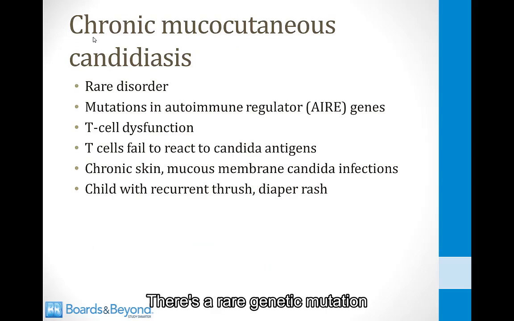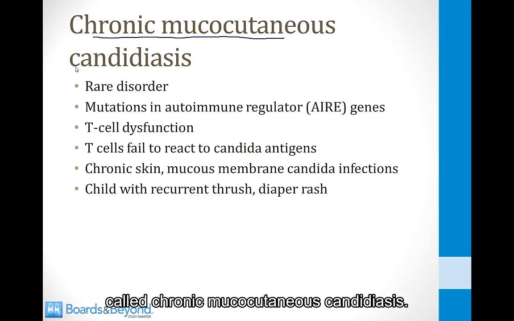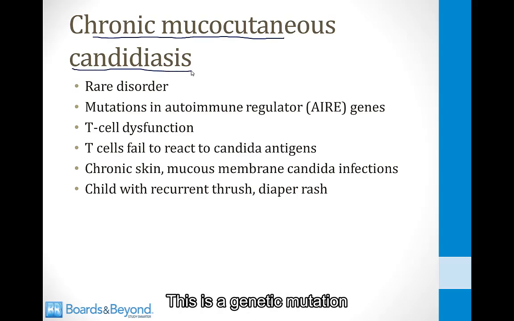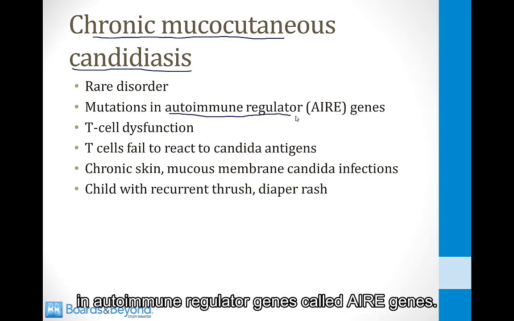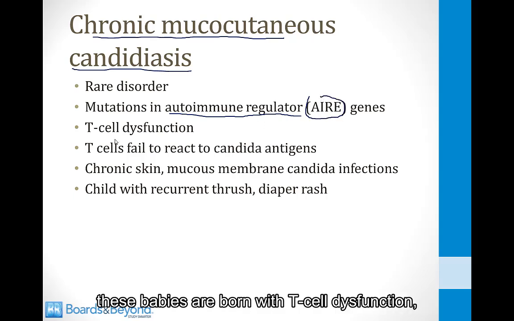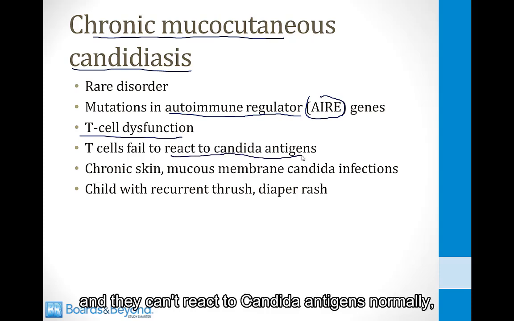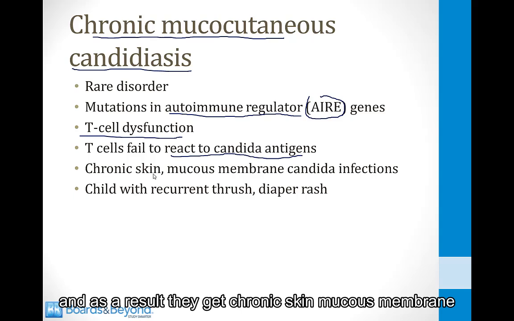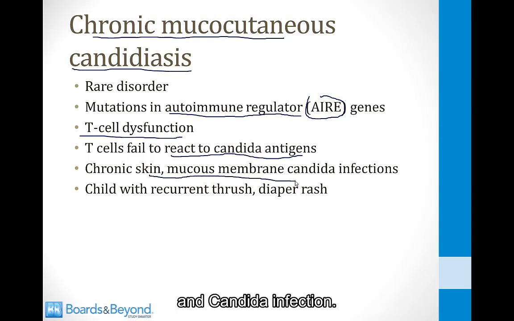There's a rare genetic mutation called chronic mucocutaneous candidiasis. This is a genetic mutation in autoimmune regulator genes called AIRE genes. As a result of these mutations, these babies are born with T-cell dysfunction, and they can't react to Candida antigens normally. As a result, they get chronic skin, mucous membrane, and candidal infections.